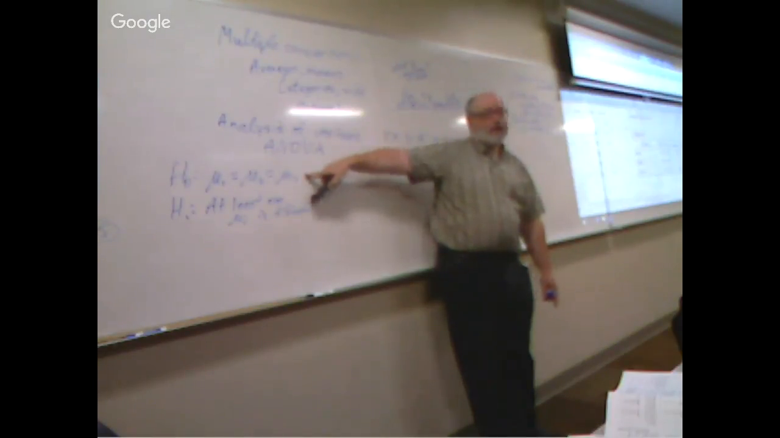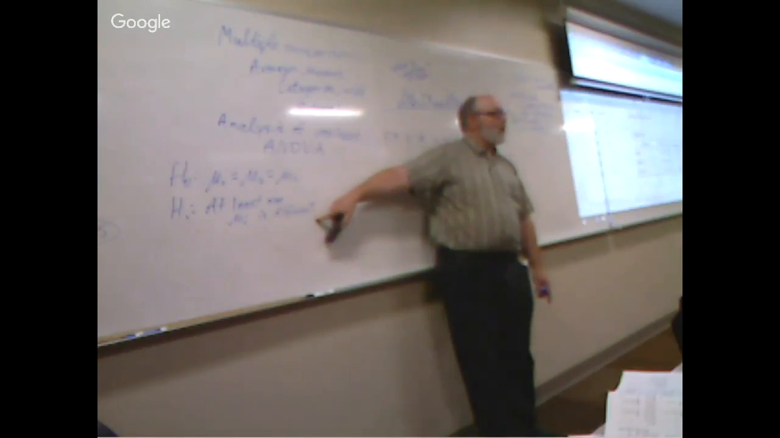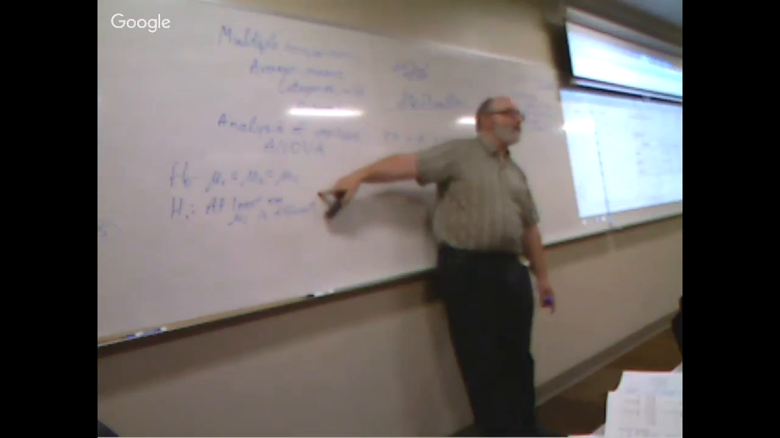ANOVA always has this null hypothesis and this alternative hypothesis. You have to keep track of that. Because on the test, when it gives you an ANOVA question, you're going to have to write this down in order to know what it is you're trying to prove.